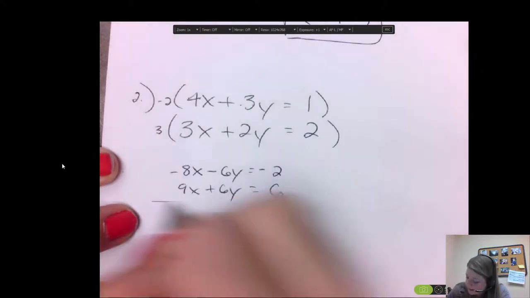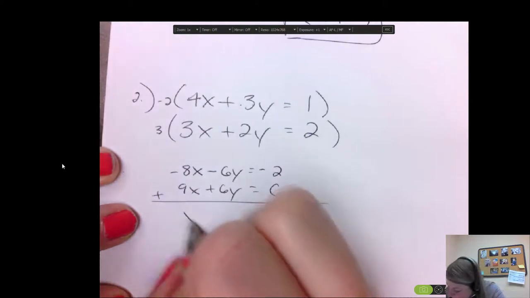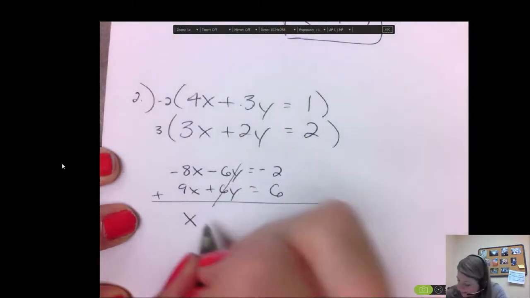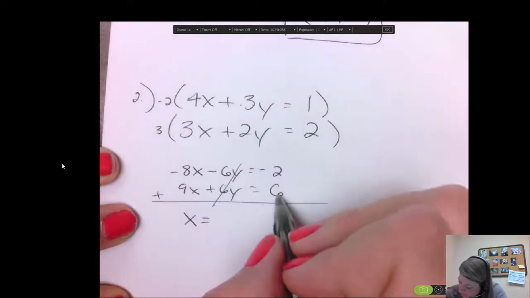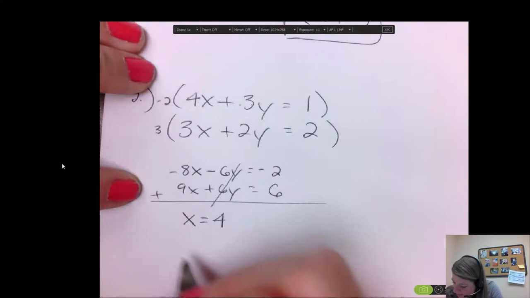Make it our big addition problem. Negative 8 and 9 make 1x, or x. These ones eliminate to 0, which is what we wanted, equals negative 2 plus 6 gives you 4. X equals 4. Already got our answer there. Now, go back to one of your originals. I'll just use the top one and put that x in.